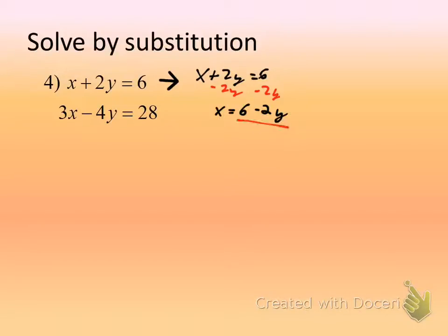And now that's your expression, and it's going to go where? Be specific. Dylan? The second equation, which variable? X, good. It's going to go right here. Okay, so 3 parentheses 6 minus 2y, minus 4y, equals 28.